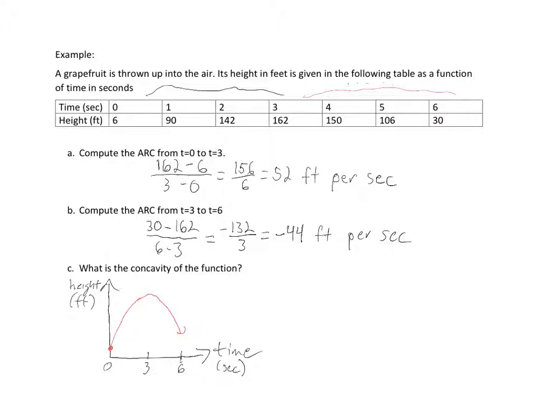And so we can see now, clearly this is concave down. Specifically, what causes that is the fact that the rate of change is decreasing. It went from positive to negative, and we're going to discuss that further in the future.